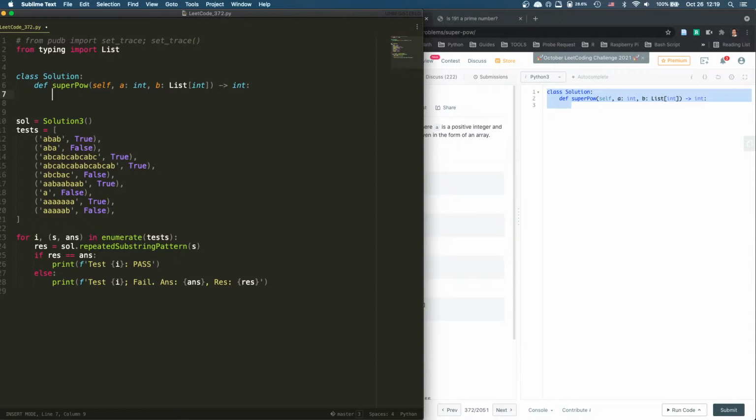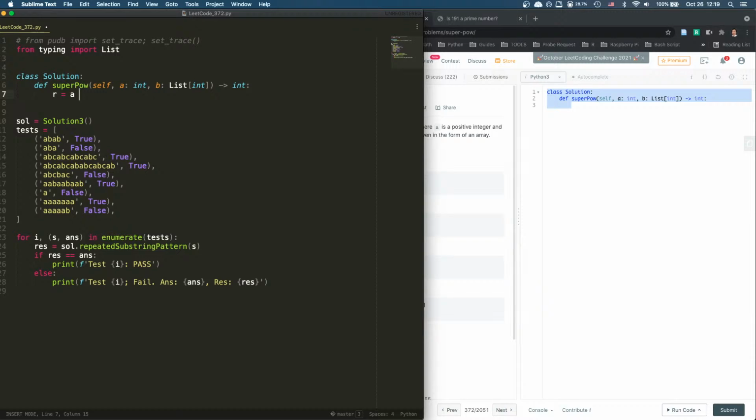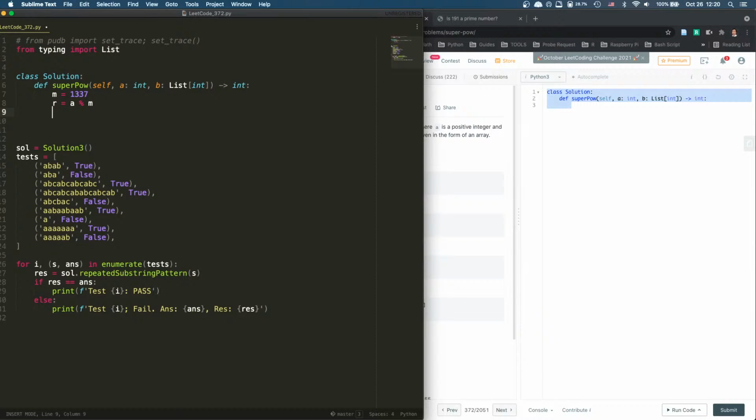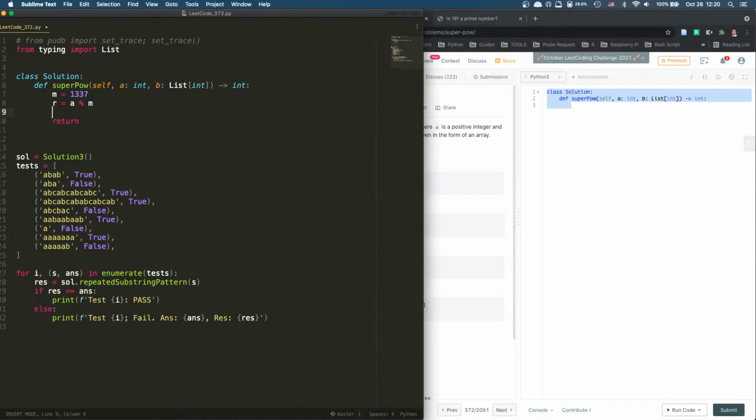All right, so the trick is r equals a mod 1337, right? I'm gonna say m equals 1337, so mod m, and then we shall return. Oh, we need to make b into a value. How do we make b into a value? Can we do a one line to make it into a value?